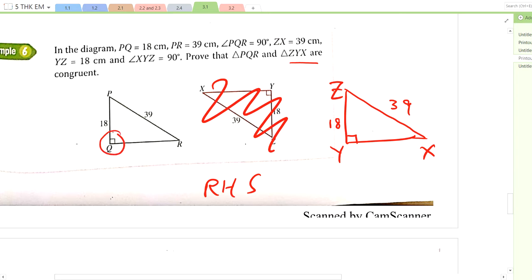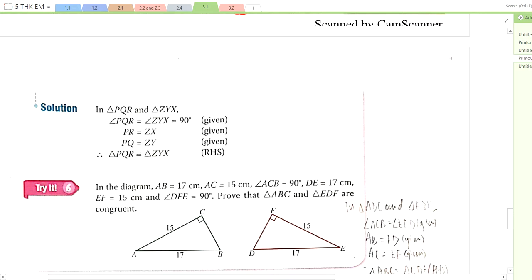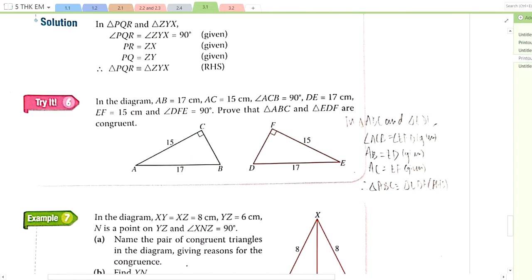So yes, I've got the right angles over here. These 2 angles are the same. I've got my hypotenuse being the same, 39 and 39, the longest side. And I've got one more side that is the same, 18 and 18. Done. Proven. Okay? So, all given, RHS test. So now your turn to try it.